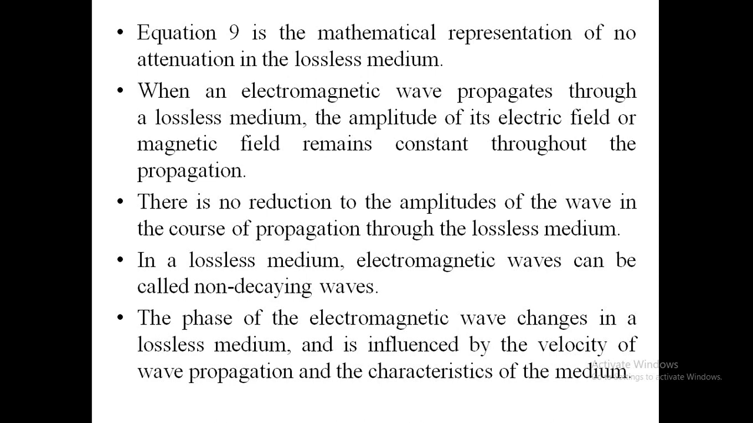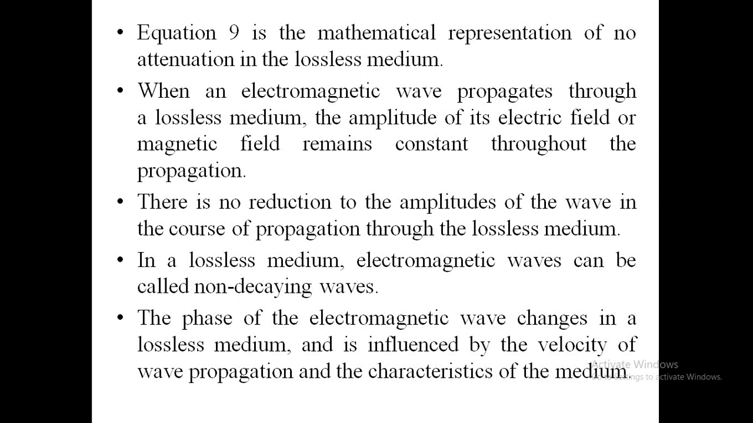When an electromagnetic wave propagates through a lossless medium, the amplitude of its electric or magnetic field remains constant throughout the wave propagation. That is, there is no reduction in the amplitudes of the wave in the course of its propagation through such a lossless medium. In this lossless medium, the electromagnetic waves can also be called non-decaying waves as there is no reduction in the amplitude of the wave.